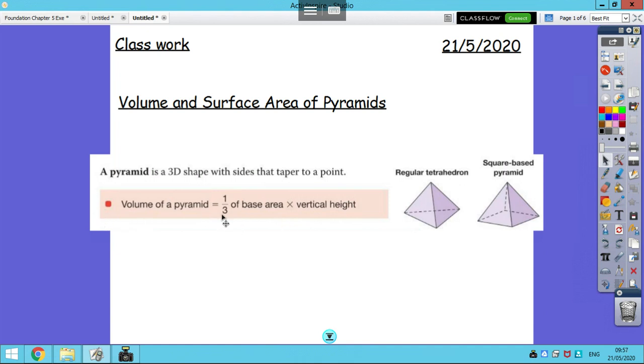So the volume of a pyramid is a third of the base area times the vertical height, which is the same as a cone because it's a third of the circle at the base multiplied by the vertical height. Same for a square-based pyramid as well. In fact, same for any based pyramid, even though it would be quite hard to find the area of certain shapes at the bottom. Mainly it would be triangles, squares, and rectangles at the base of your pyramids.